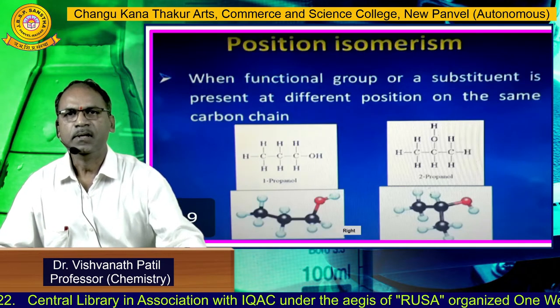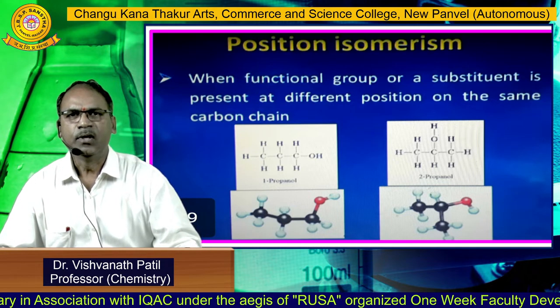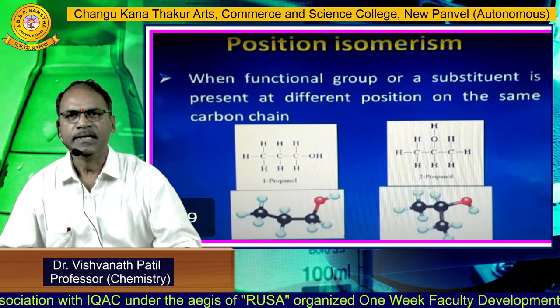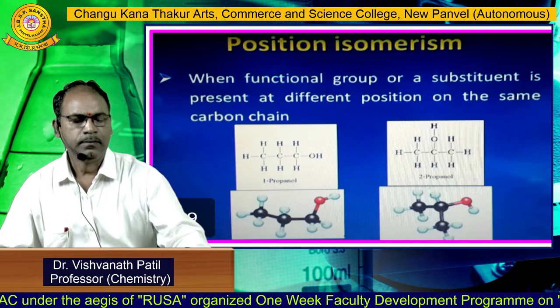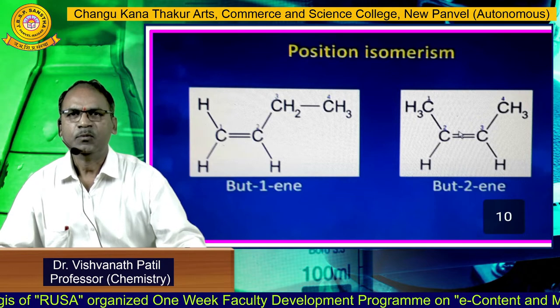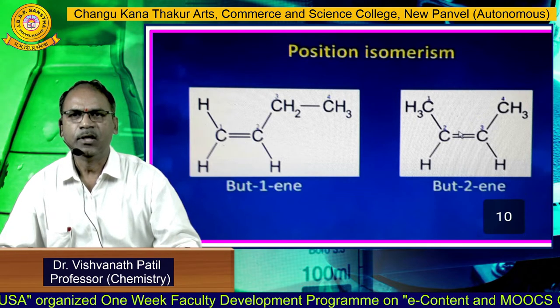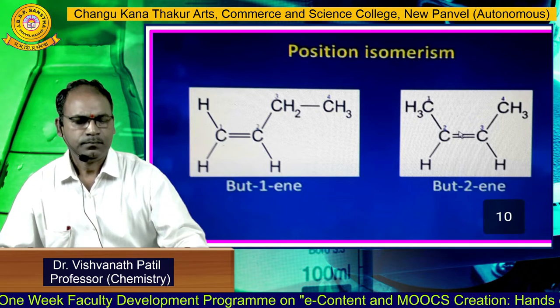Chain isomerism means branched chain and straight chain compounds. These are two examples. Position isomerism is when functional groups or any substituent groups are present at a different position on the same carbon-carbon skeleton. In position isomerism, the position of a substituent group or double bond changes, with the same molecular formula.